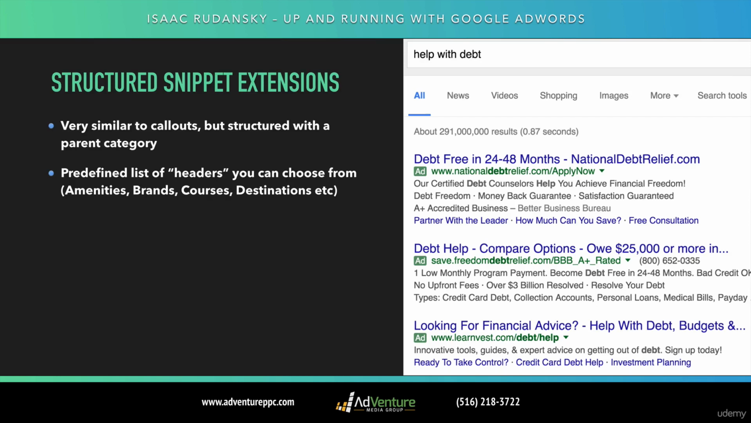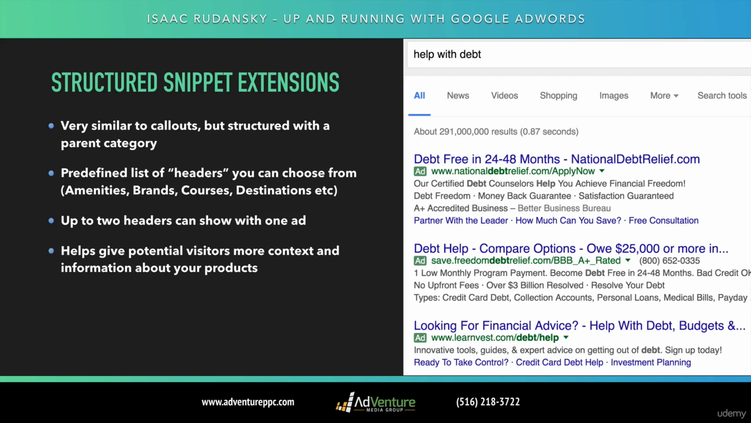So if you're in the travel industry, you might do destinations. If you're in the online learning space, you might do courses. If you're in retail, you might do brands. If you're in hospitality, you might do amenities, right? So you get the idea. Up to 2 headers can show with one ad. That's also important to realize. With callout extensions, you could have up to 4, site links up to 6, and up to 2 headers can show with one ad when it comes to structured snippet extensions.